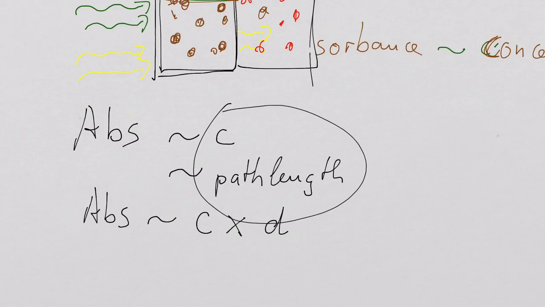Now, obviously, this proportional to sign is horrible. Mathematicians don't like that. They want an equal sign or nothing. So how do we convert this into an equal sign? Well, we simply use a proportionality factor.